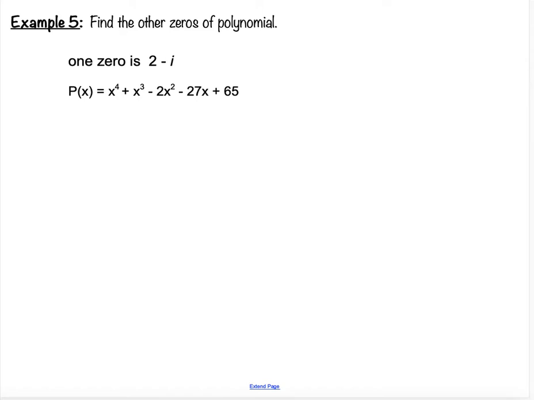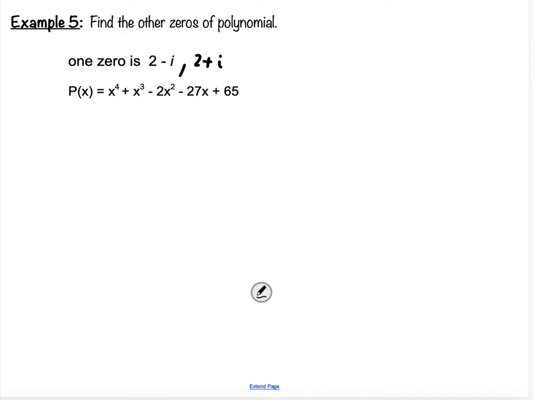So this one here, example 5, you could pause the video if you want to, and see if you can do this one yourself, and then check your answers. So one zero here is 2 minus i, so the other one there is 2 plus i. We could try to graph this out on our graphing calculator, but you're not going to find any more on there, so we're going to have to do it this way.